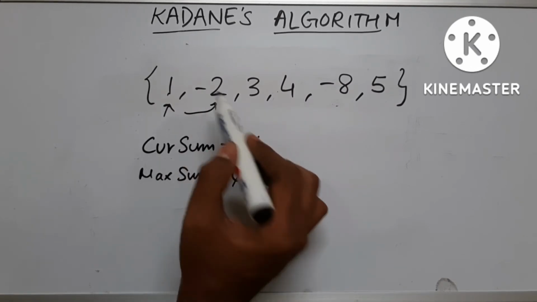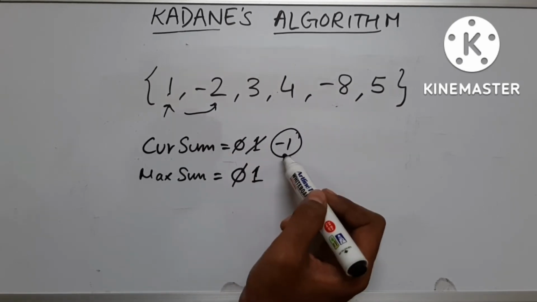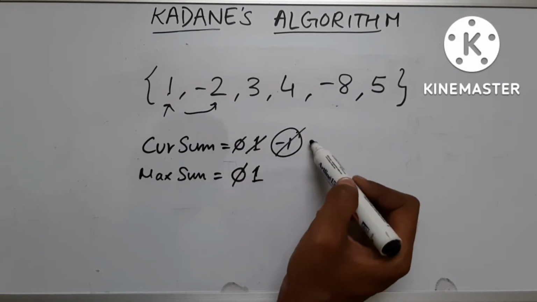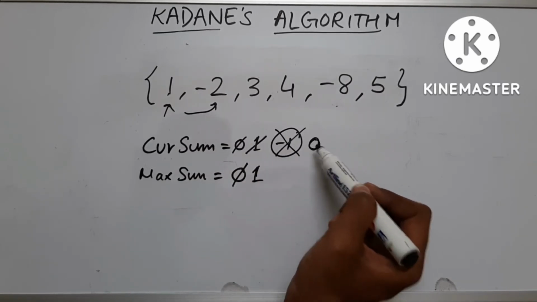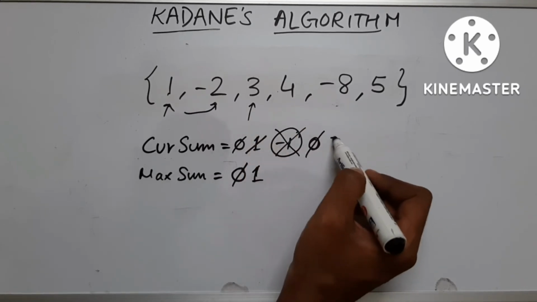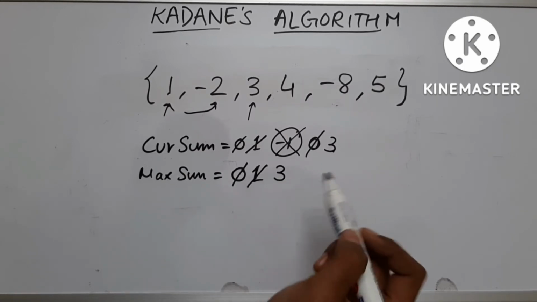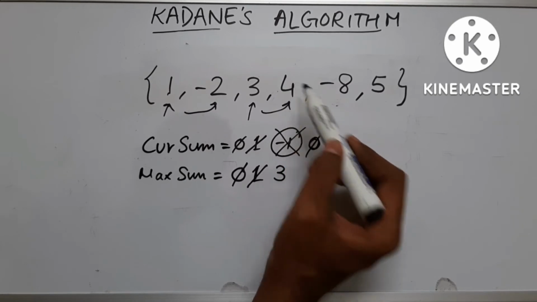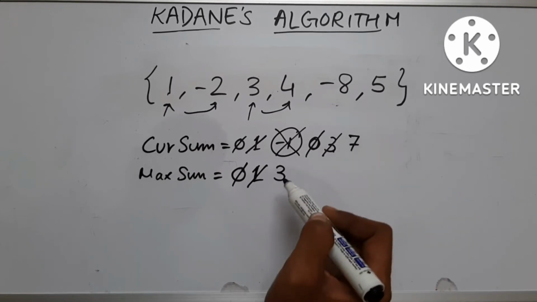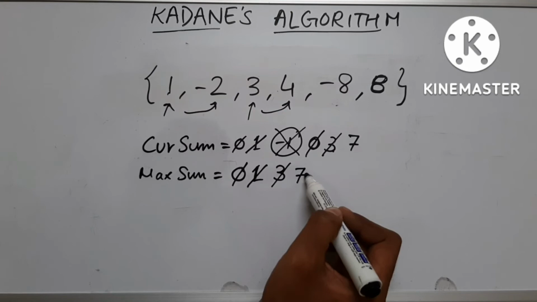Now we move to the next location, we add this, and this will make our current sum a negative value. Since it is making our current sum negative, we are going to discard it, make it 0 and start again. So from here we are going to start. So this is 3, we are going to add 3. Now 3 is greater than 1, so we are going to make max sum 3. Now we move to the next location, we add 4 to current sum, so this will become 7. Now 7 and 3, if we compare, 7 is larger, so max sum now is 7.